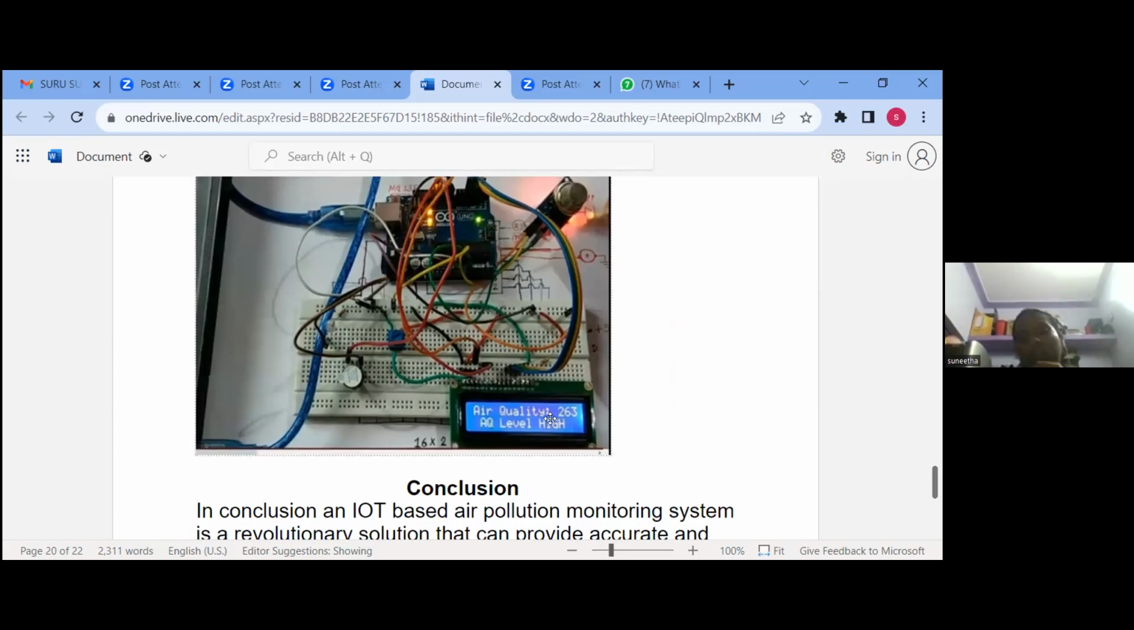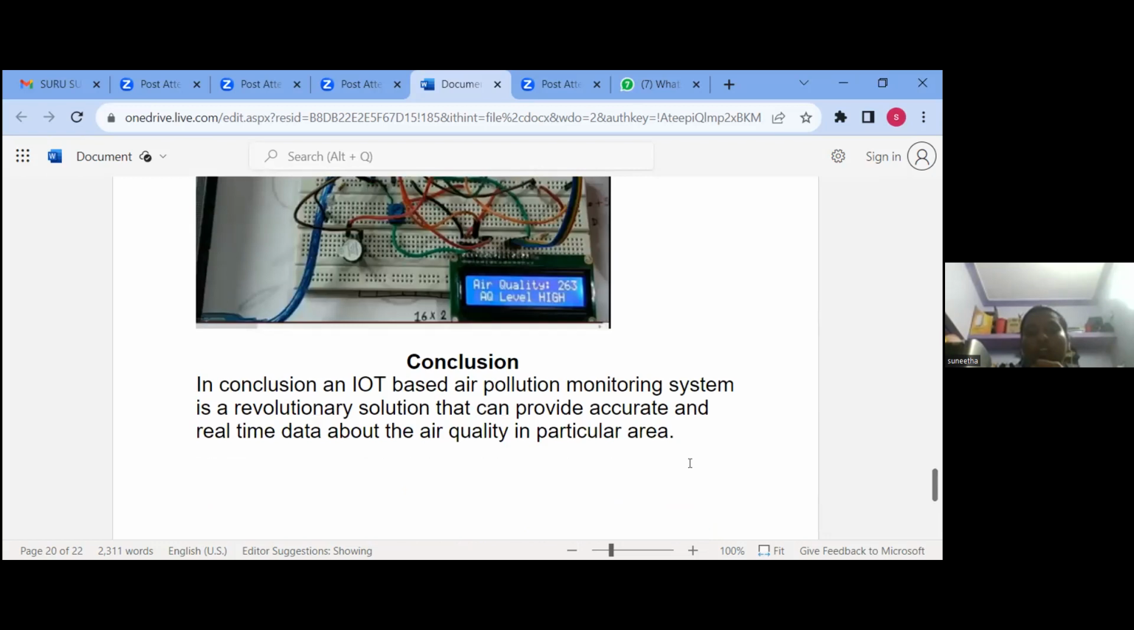Here we can observe that the air quality is 263. Air quality level is high. That means you are in a safe mode. If it shows danger, or the air quality level is low, then we have to take measures.